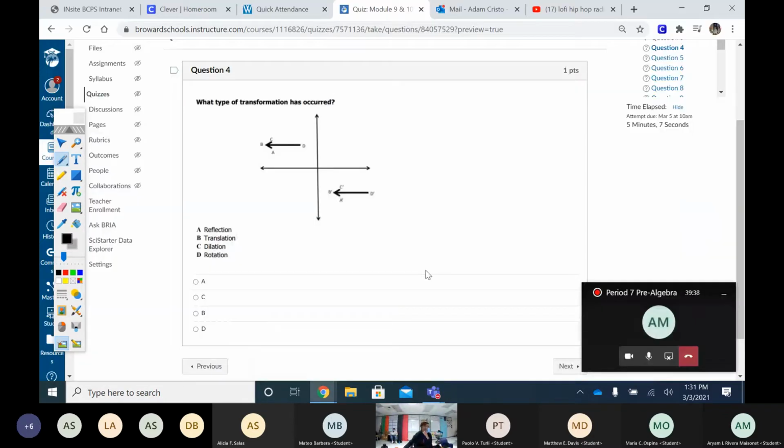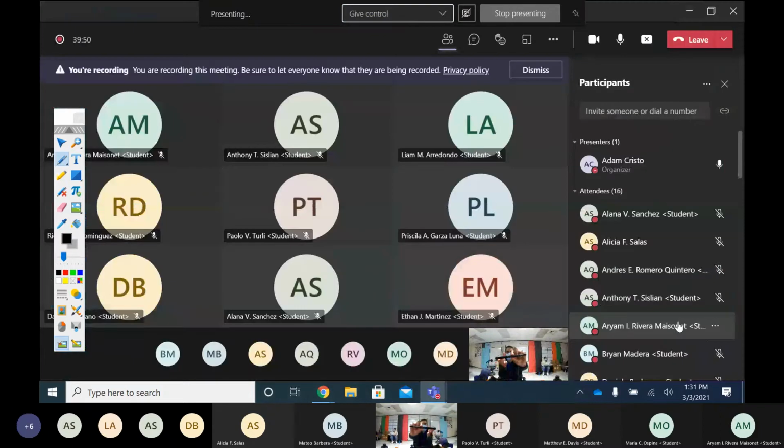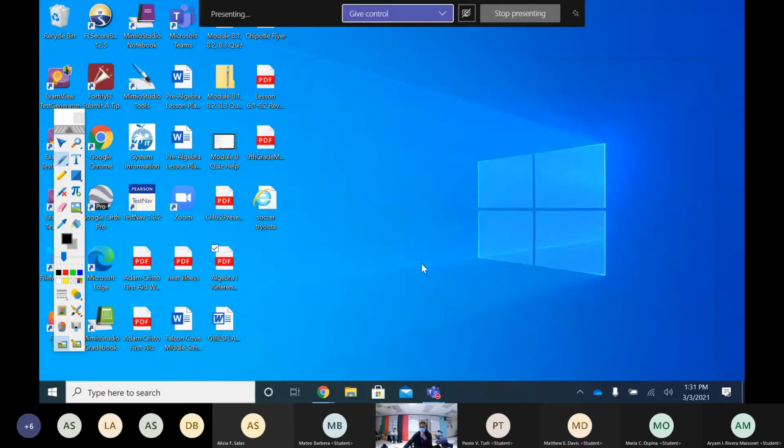Oh, which one? That's the moneymaker. It's called a translation. All it did was just slide. If you did a rotation, it would have just gone like this. Exactly, Nico.